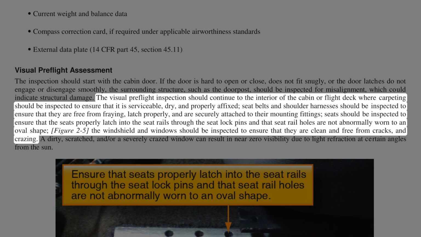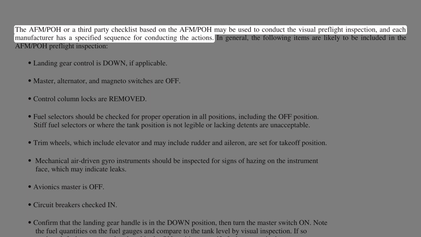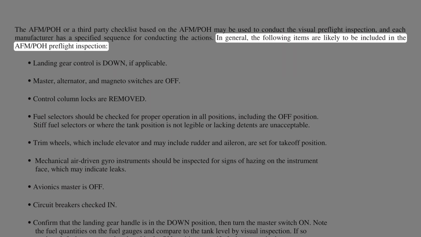The windshield and windows should be inspected to ensure that they are clean and free from cracks and crazing. A dirty, scratched, and/or severely crazed window can result in near-zero visibility due to light refraction at certain angles from the sun. The AFM, POH or a third-party checklist based on the AFM, POH may be used to conduct the visual pre-flight inspection, and each manufacturer has a specified sequence for conducting the actions. In general, the following items are likely to be included in the AFM, POH pre-flight inspection.